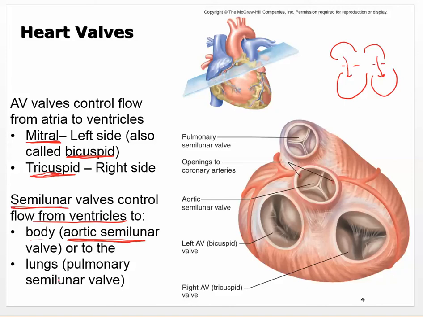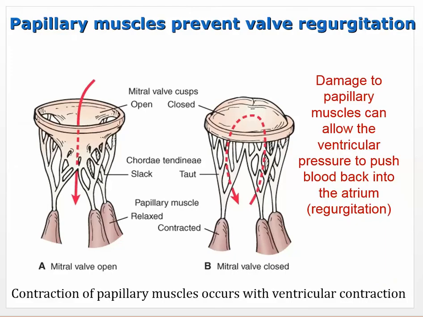Okay. On the right side, it's going to the lungs, so we call that the pulmonary semilunar valve because it's going to the pulmonary artery. Now, pulmonary always refers to lungs, okay? So just remember that, put it in a special place in your brain, and try not to forget that, because anytime you're talking about pulmonary, you're talking about lungs, okay?